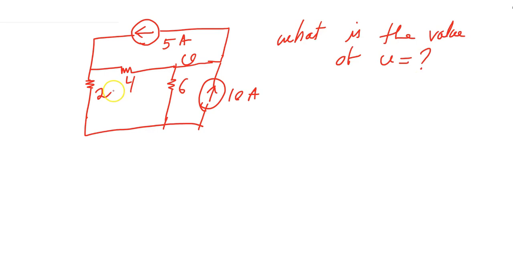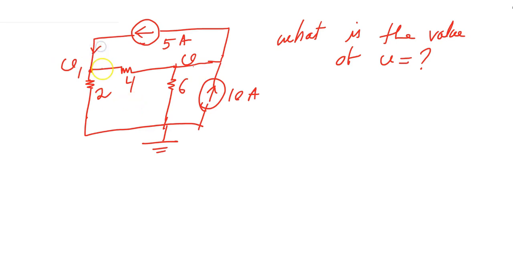So this is the circuit. We need to find the V. We'll apply the node analysis. So here is the V. So here is the one node. Here is the datum or reference node. Another node is here. So I'll designate it as V1.